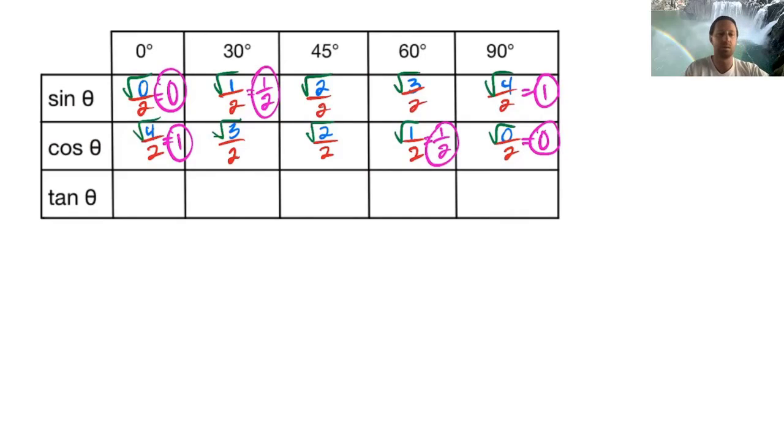The only thing we also have to build is tangent. And so remember, tangent is just sine over cosine. So if we just take 0 over 1, we get 0. If we take 1 over 0, that's undefined. And if we take the square root of 2 over the square root of 2, that is itself, so we get 1. Then, because the other two involve a 30, 60, 90 triangle, we know the root 3's are going to be involved.